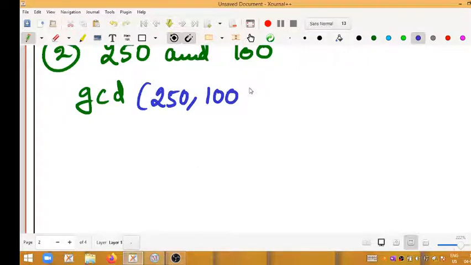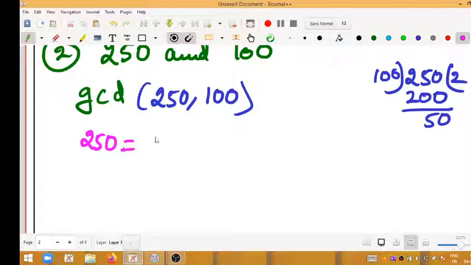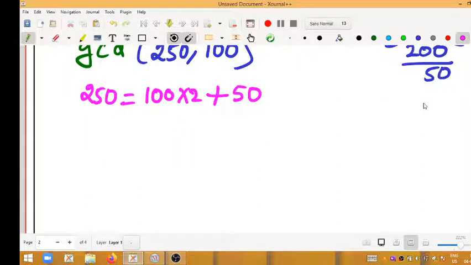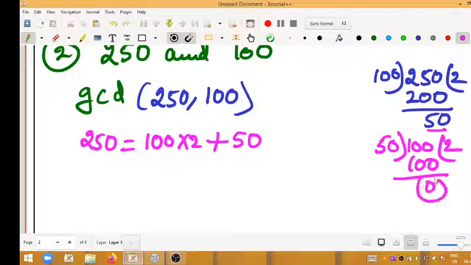So how will we get it? See here, 100 we have to write, and 250 we have to write here. 100 twos are 200, remainder 50. So this 250 I am writing like this: 100 into 2 plus remainder 50. Again this 100 also, what is the step? This remainder 50 divides 100. So 50 twos are 100, so here we will get 0.